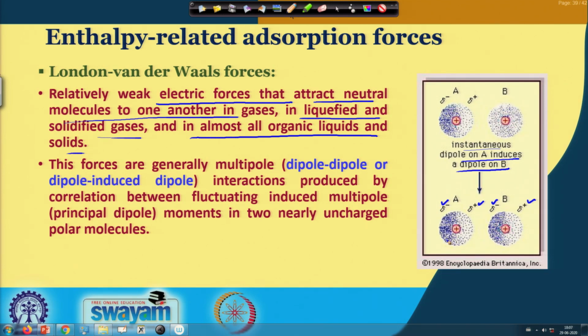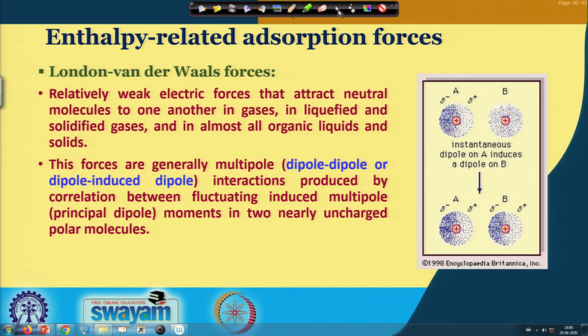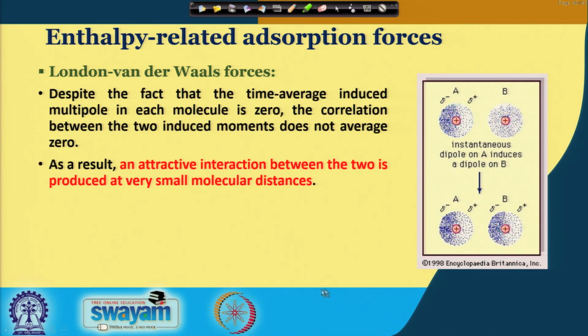interaction produced by correlation between fluctuating induced multipole moments in two nearly unchanged polar molecules. So, here you can see two unchanged polar molecules, and there is an instantaneous dipole, and as a result of that there is an induced dipole in the second molecule. So, obviously, there is an attraction. So, this is called the London van der Waals force. So, this is another important enthalpy related force.